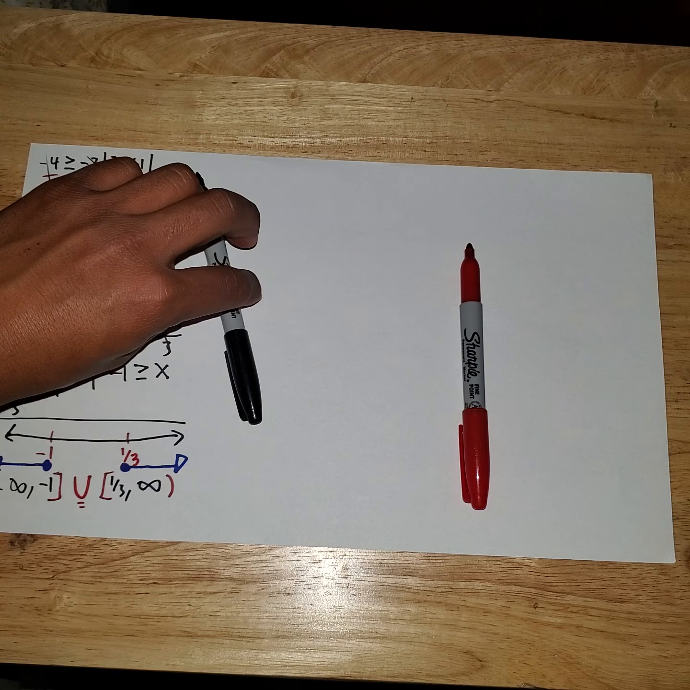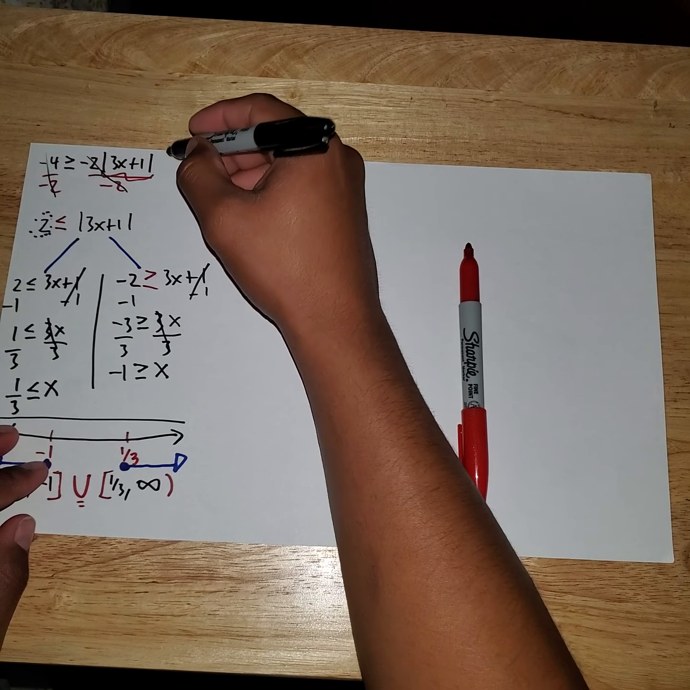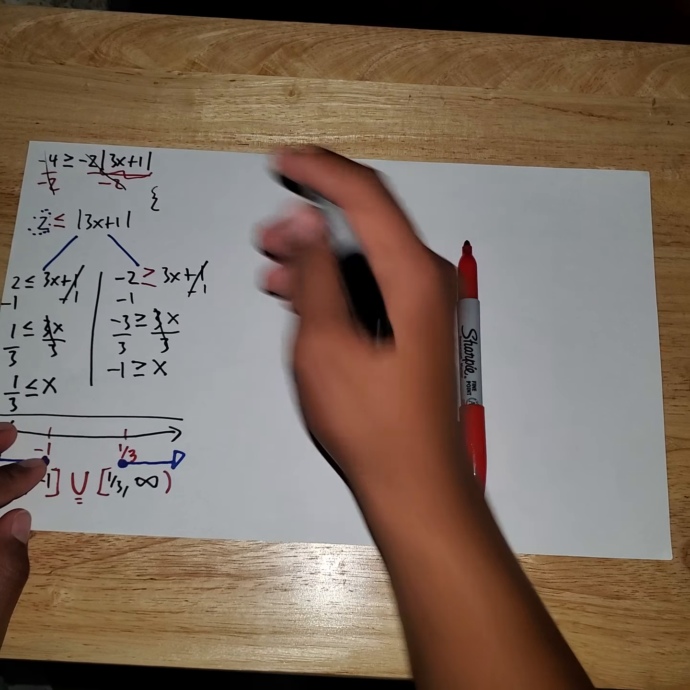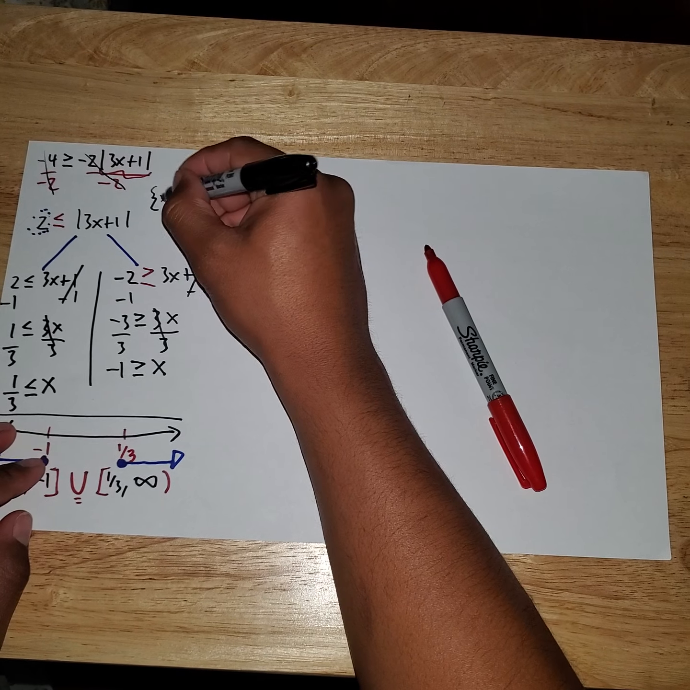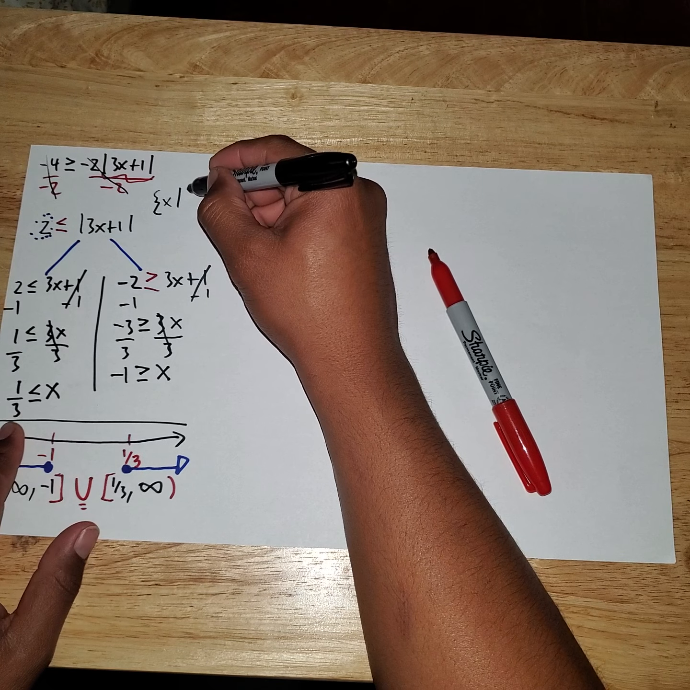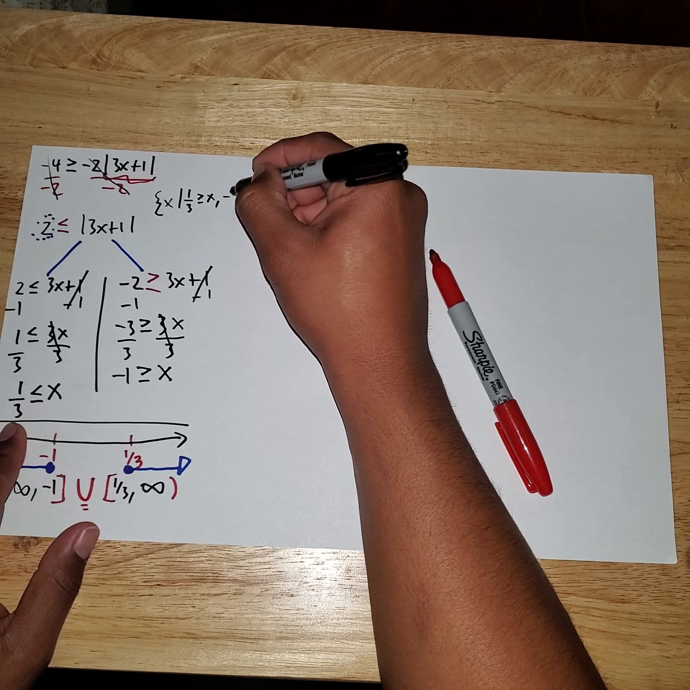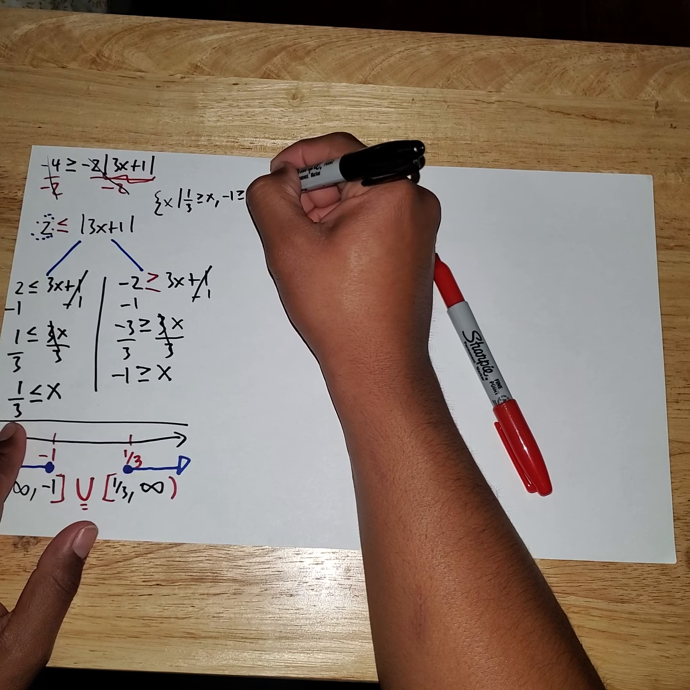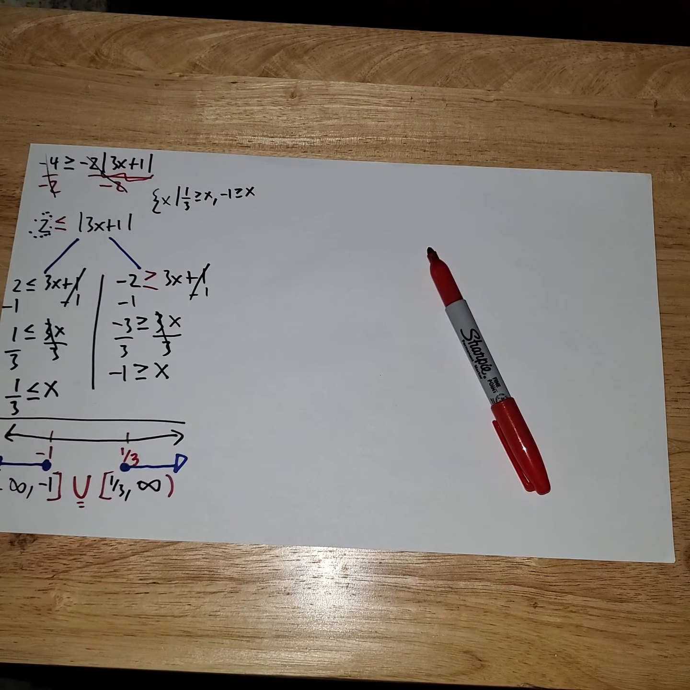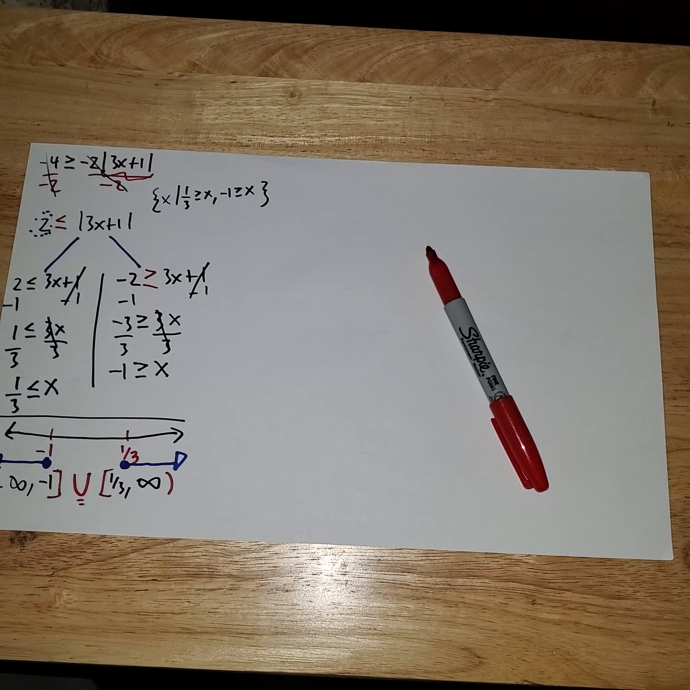And then for set notation, I'll put it up here, x such that, and you have to put these two. It's greater than or equal to x, and it's less, greater than or equal to -1 is greater than or equal to x. And that's it.